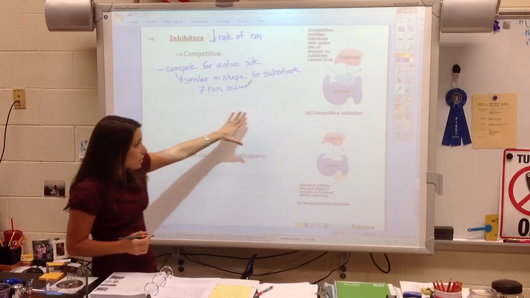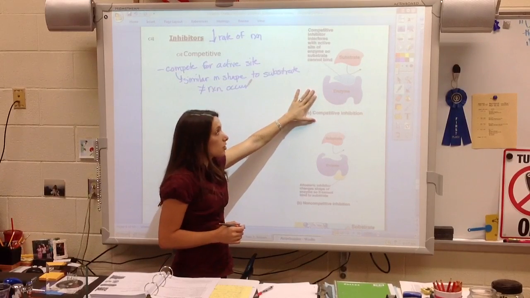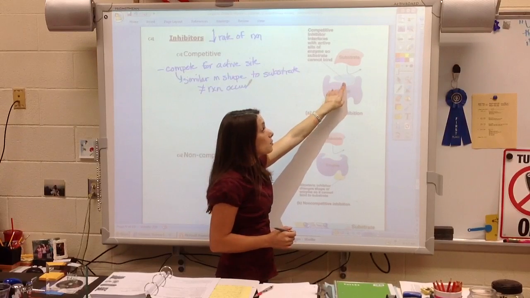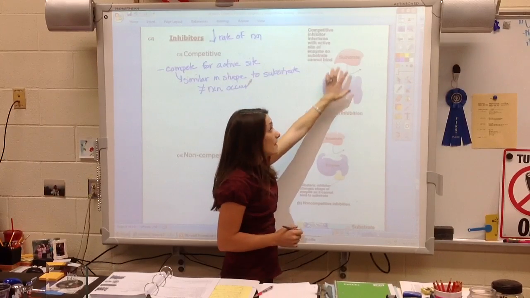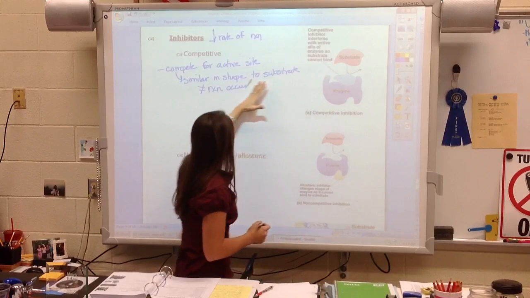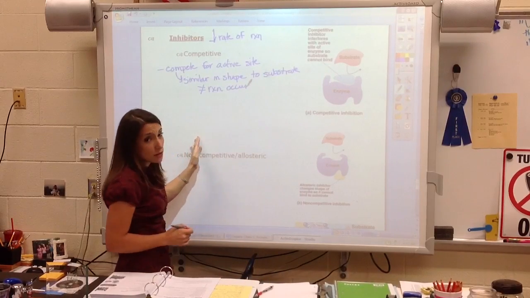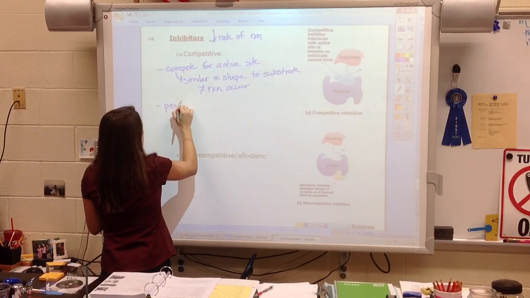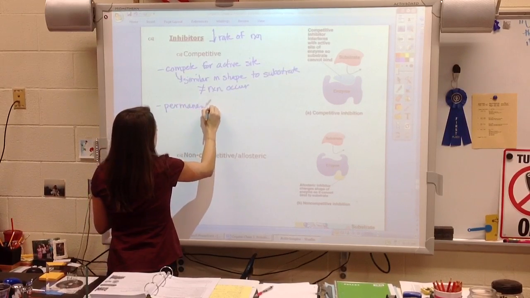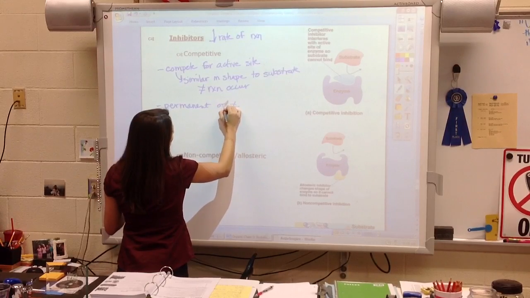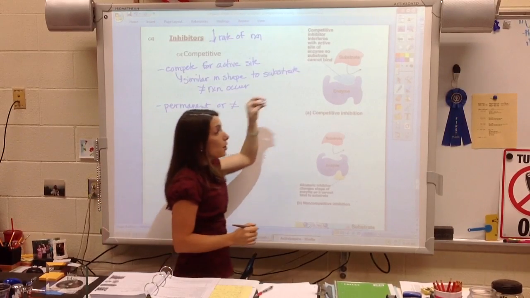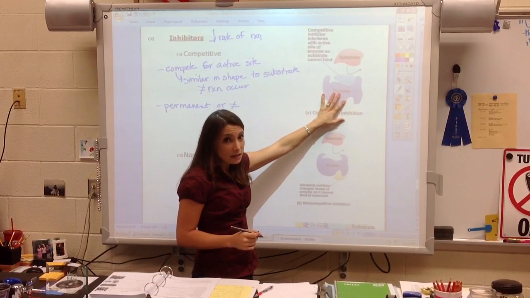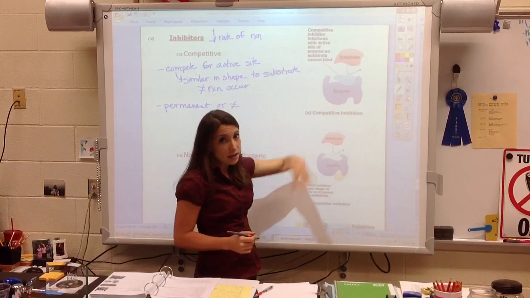So what we see here in this picture of competitive inhibition is that this molecule is able to fit into part of the active site, but no reaction is going to happen. And the substrate can't fit in. So we're decreasing the rate of the reaction because the substrate can't fit in. Sometimes these are permanent, and sometimes they are not permanent. So sometimes they will permanently bind to the enzyme and completely inactivate the enzyme. Sometimes they're just going to bounce in and bounce out.